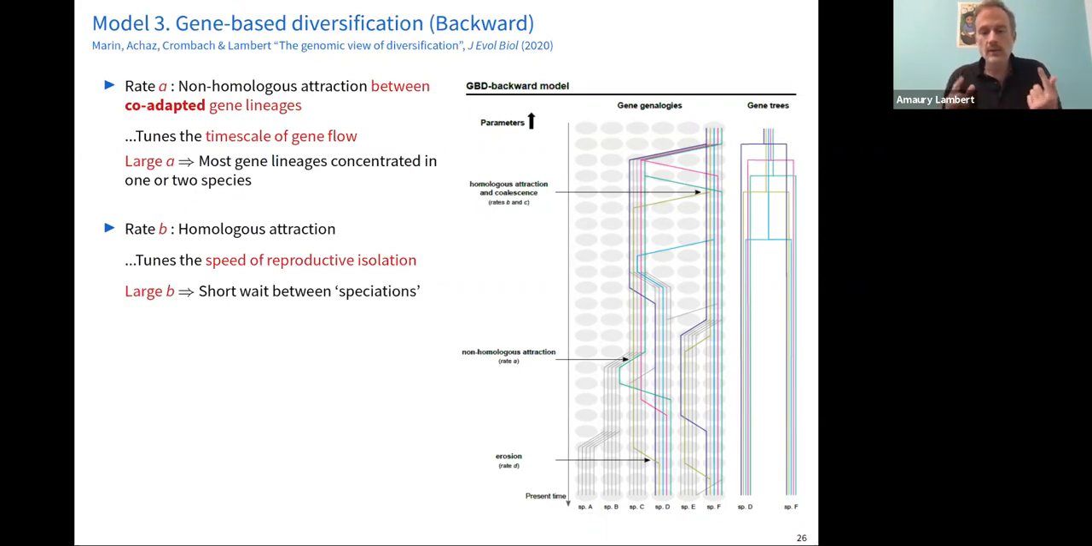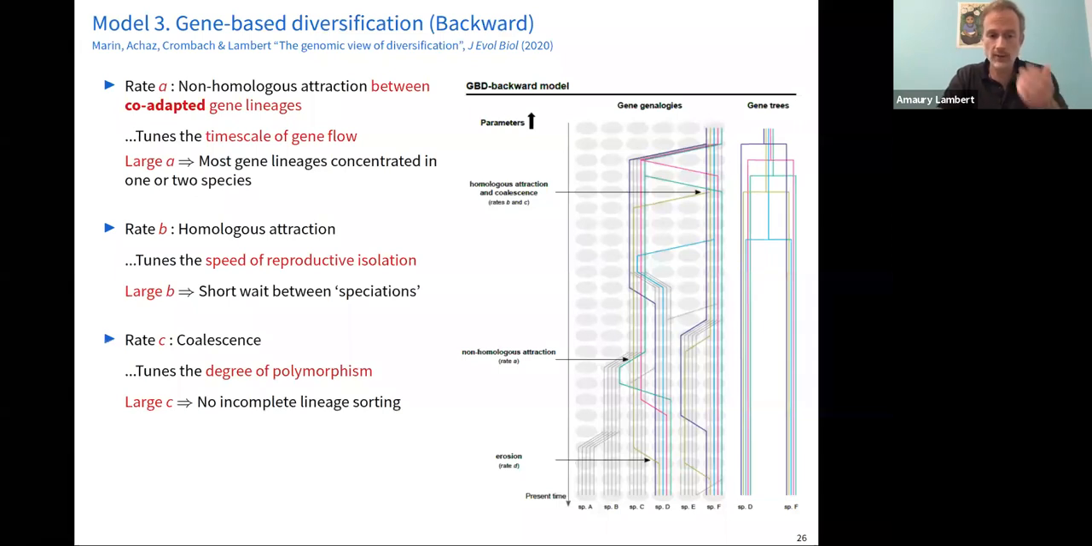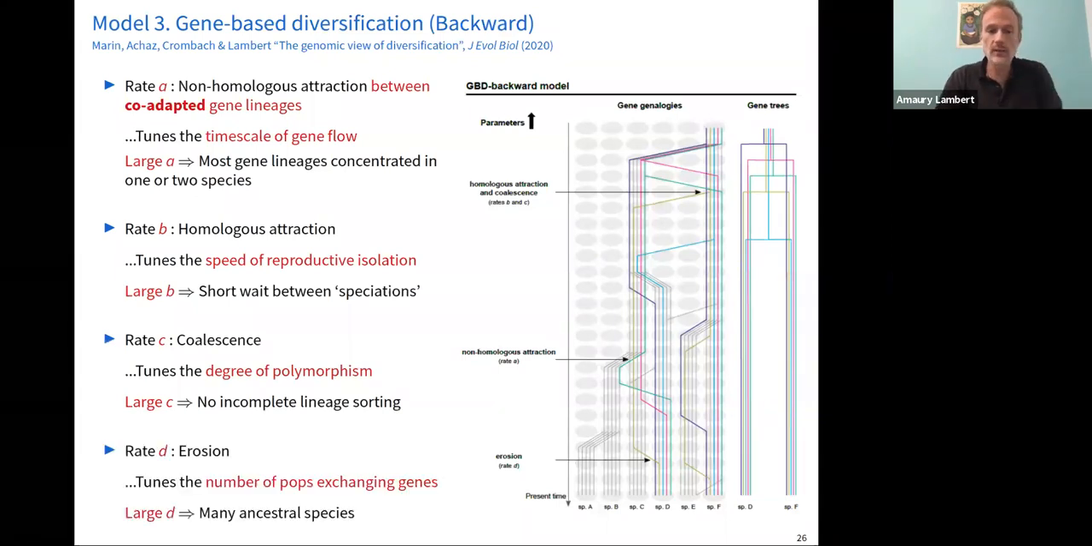At rate B, you will see homologous attraction, meaning genes of the same color, homologous genes, that are attracted together, which in a way drives the coalescence between species. And so this tunes the speed of reproductive isolation, because when B is large, we will have a short wait between speciations. Rate C is for coalescence, it's a dual to gamma. And rate D is erosion, allowing, as in the Kingman coalescent with erosion, some gene lineages to leave their block and make their life alone as a singleton. And this tunes the number of populations exchanging genes, because when D is large, we will see many ancestral species.